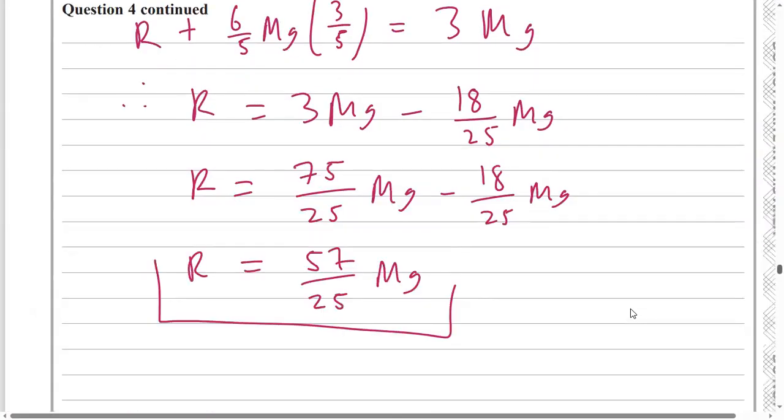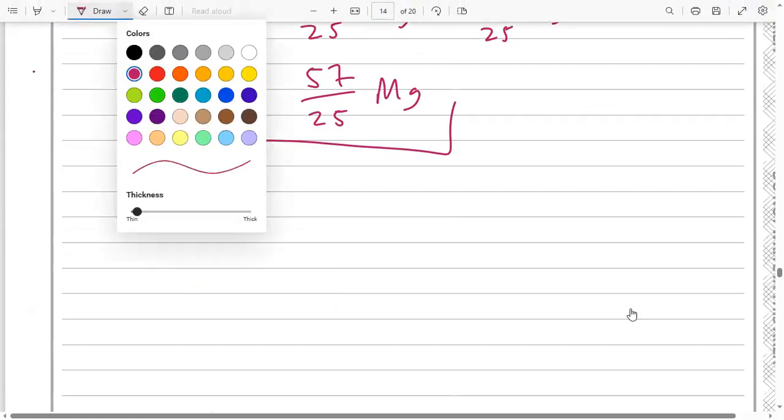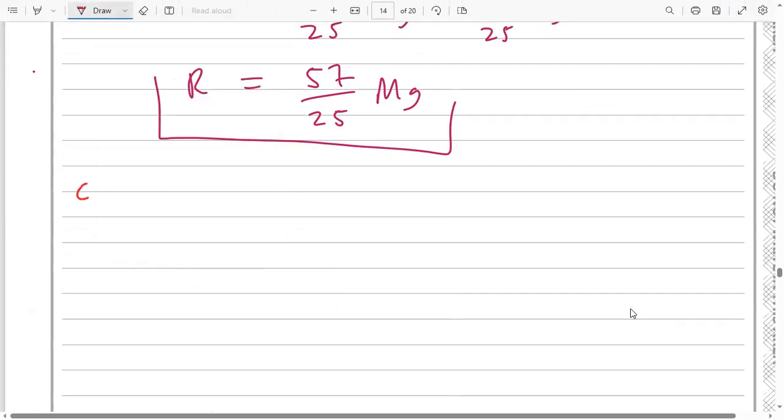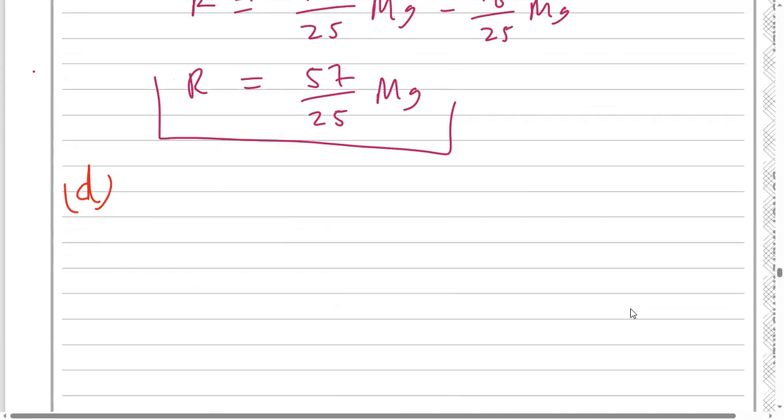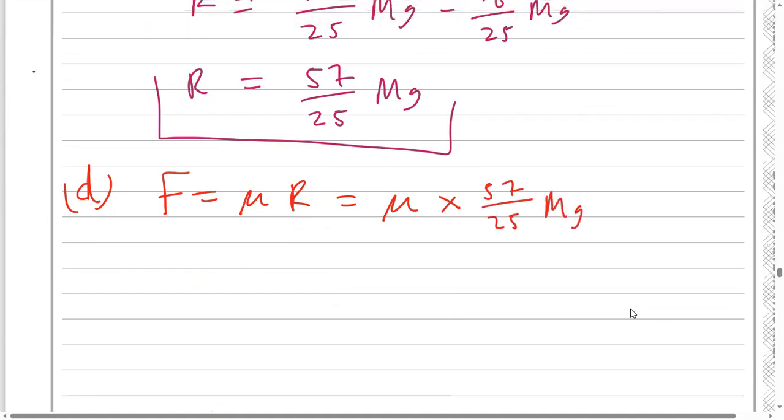So part D, I'll do this in a different color, just do it in red. So we know that friction is equal to mu times R. Mu we don't know, we're trying to find mu, but we know that the reaction force is this 57 over 25 mg, so we know that.